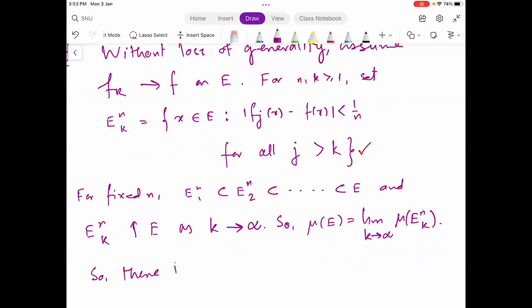So there is a k_n such that mu of E minus E_{n,k_n} is less than 1/2^n. This is because the measures of E_{n,k} are increasing to the measure of E as k goes to infinity. So sooner or later, there's an increasing sequence of sets. If you look at E minus E_{n,k}, this is a decreasing sequence of sets for which the measure is decreasing to 0. That's why.